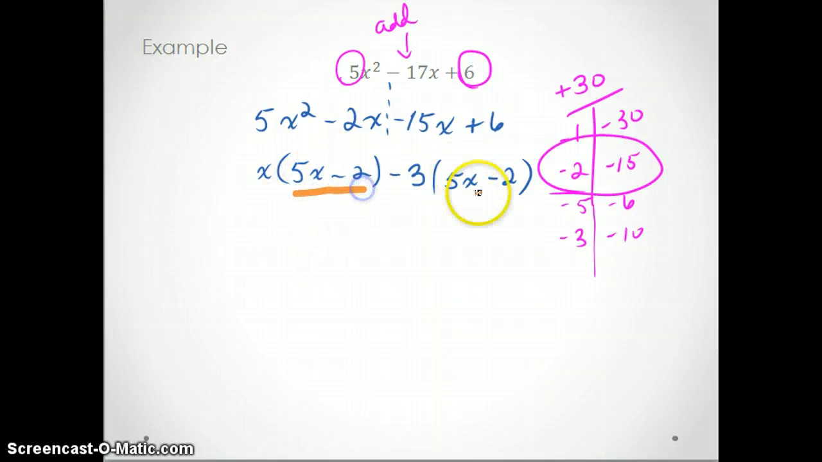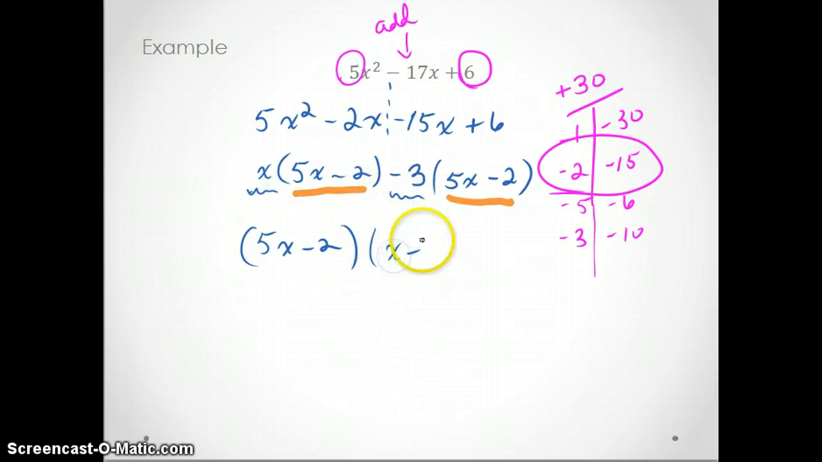Now, to check that you did this right: if this number here and this number here are the same, then you factored correctly. If not, then you might want to go back and check, or you might want to check that it's even factorable at all. So then 5x minus 2 is going to be one of our factors. And then the other factor, we're going to take x and our negative 3. So x minus 3 is our other factor.